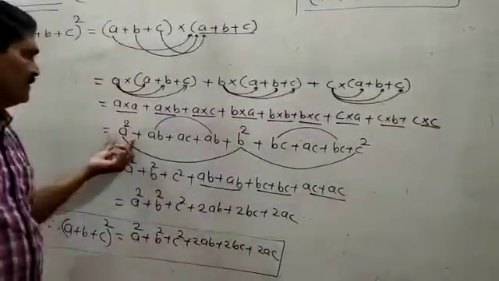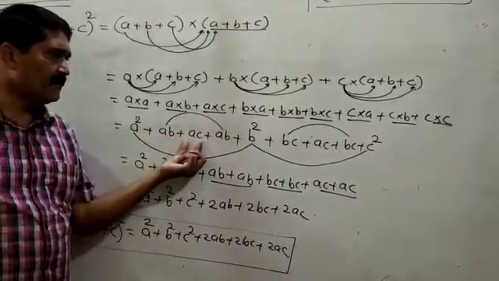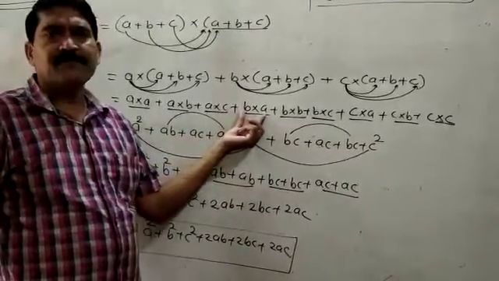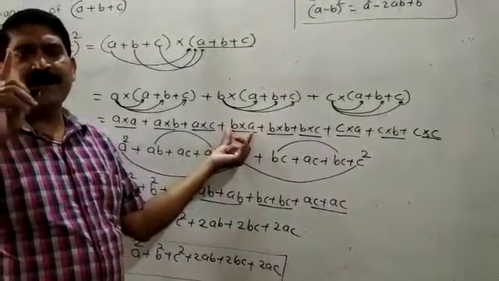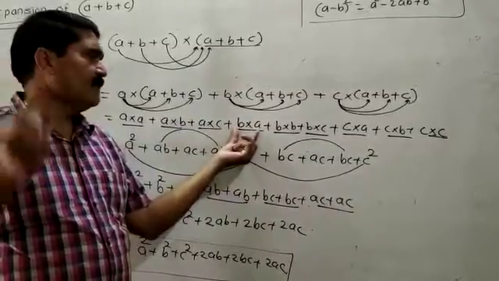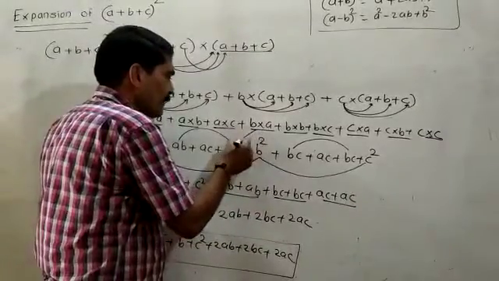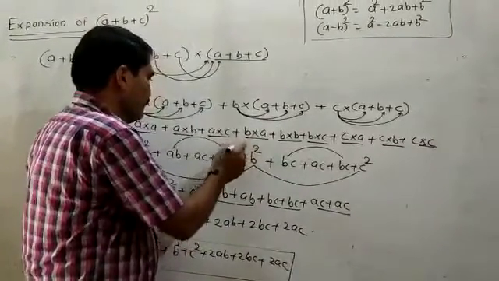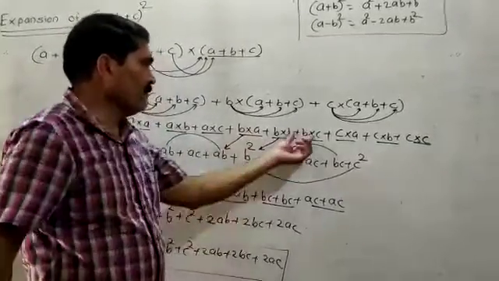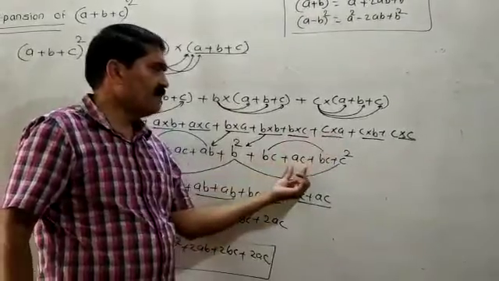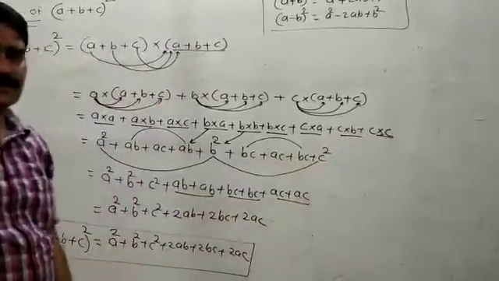This a multiplied by a is equal to a square, a multiplied by b is equal to ab, a multiplied by c is equal to ac. b multiplied by a, you will say ba, but instead of saying ba you have to say ab, because alphabetically a will come first, after that b. Then b multiplied by b is equal to b square, b multiplied by c is equal to bc, c multiplied by a is equal to ac, c multiplied by b is equal to bc, and c multiplied by c is equal to c square.